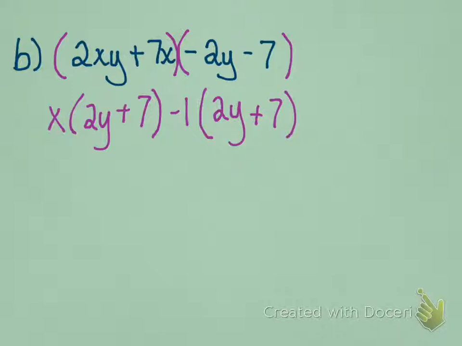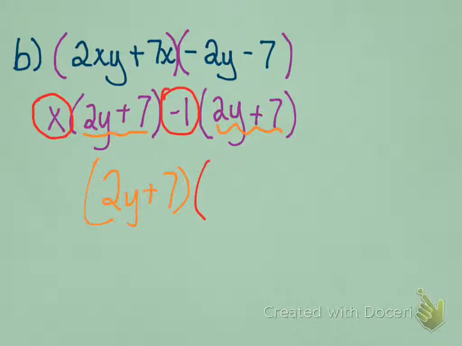Just like in the last one, what's inside the parentheses matches. So that is your first parenthesis. Then what's on the outside becomes your second parenthesis. So that is factoring by grouping. You only use this form when there are 4 terms. That's the only time you use it.